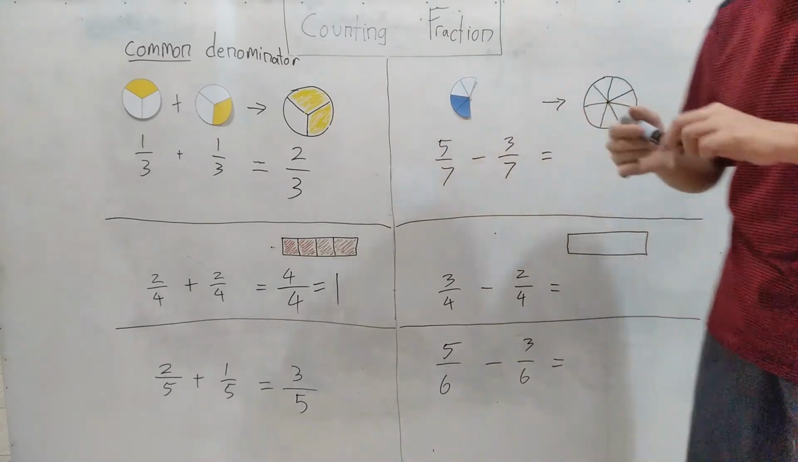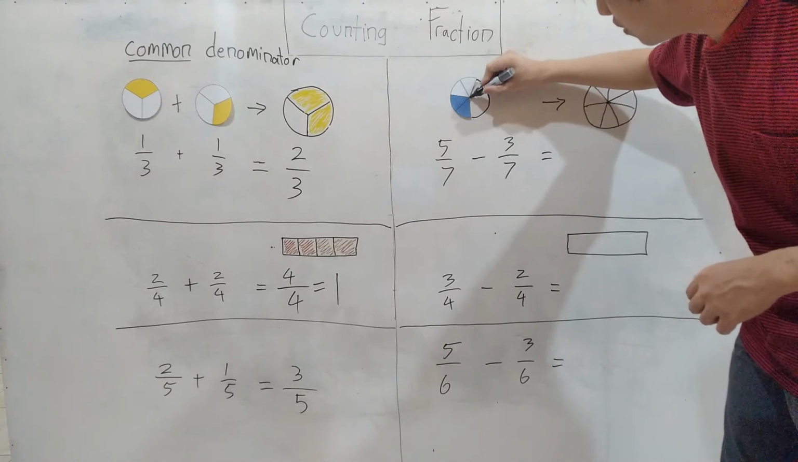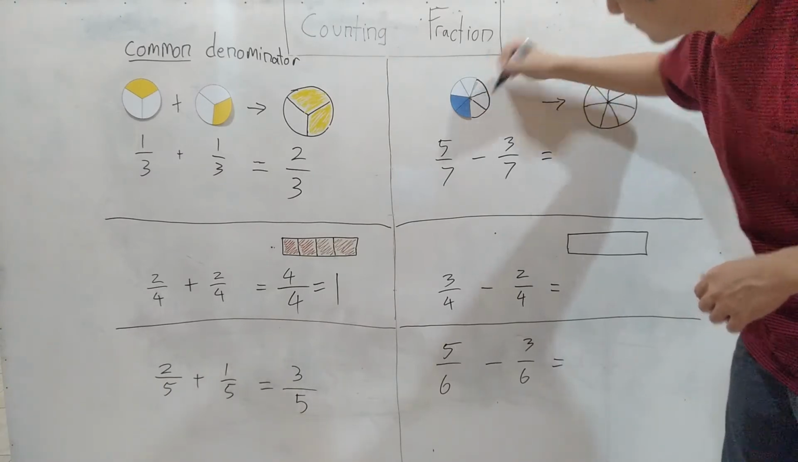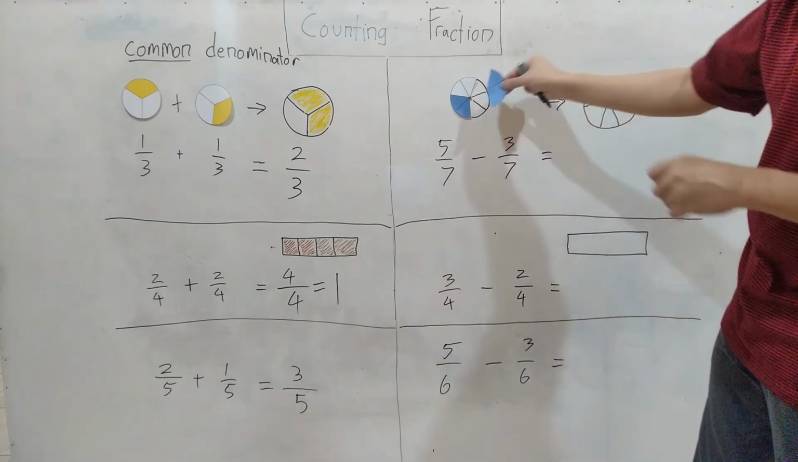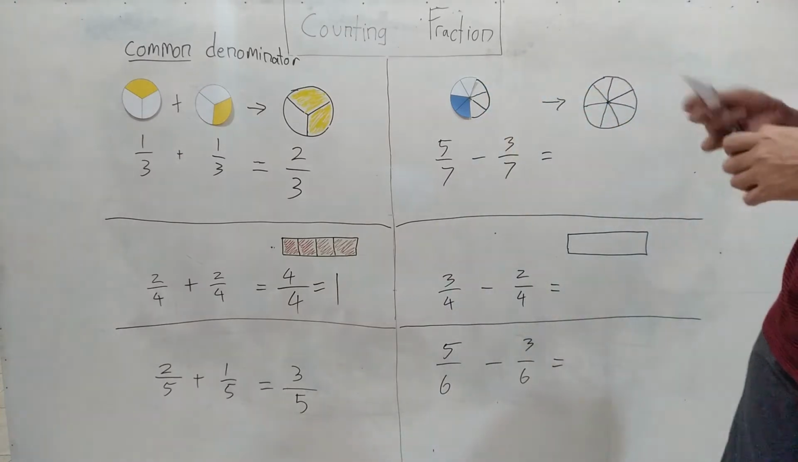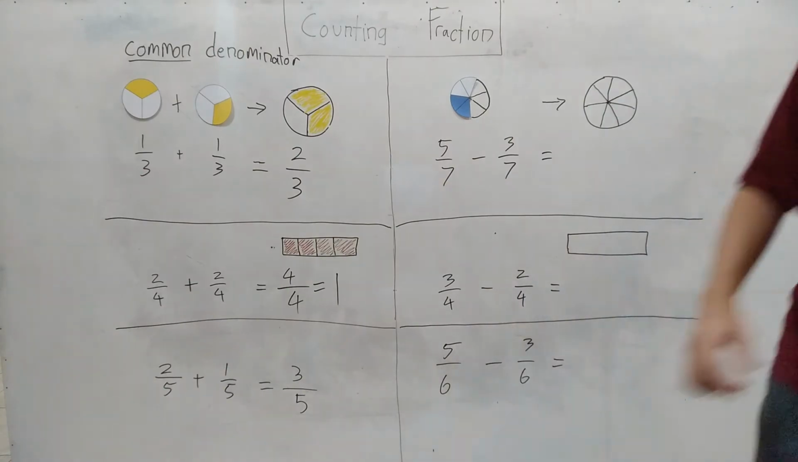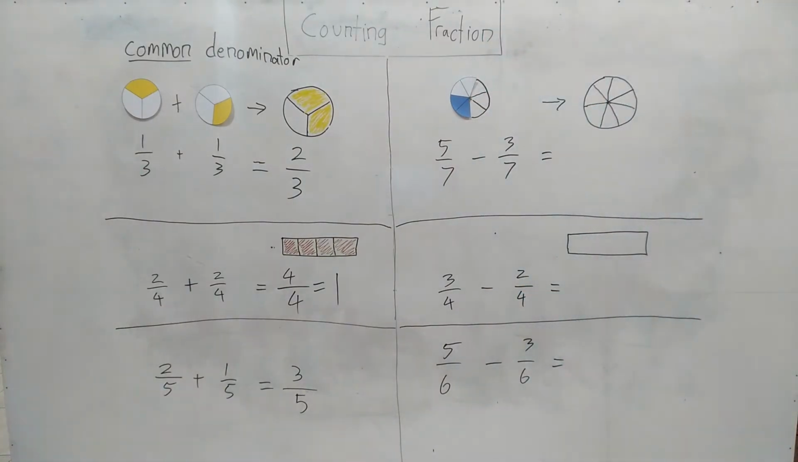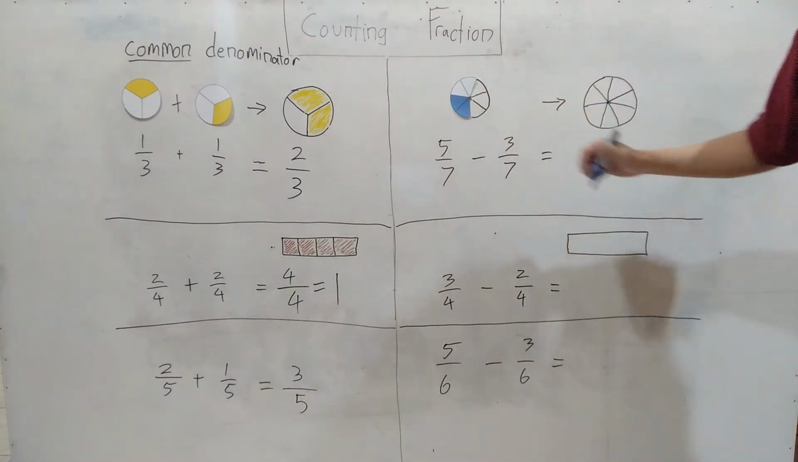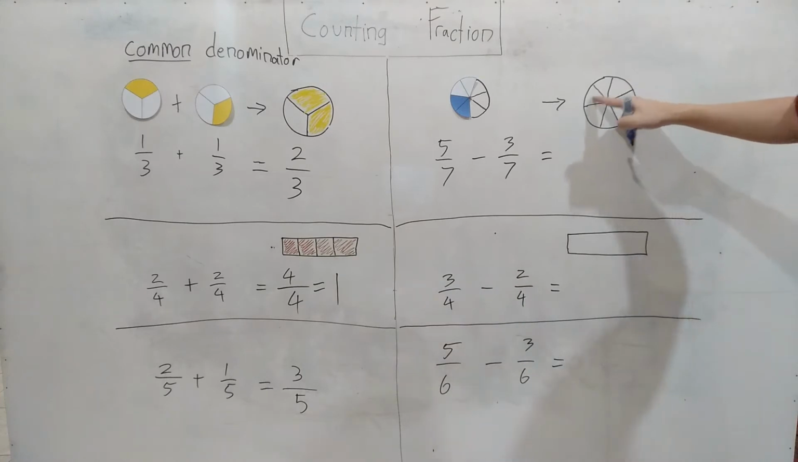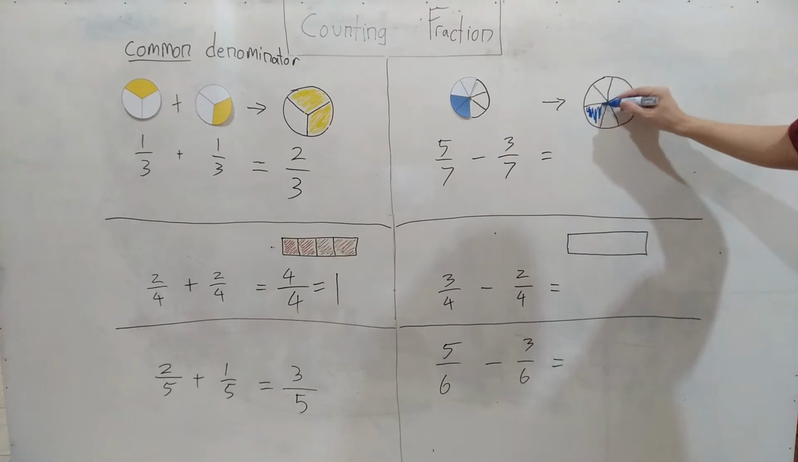No. Remember that it is actually still 1 full pizza, but the 3 pieces are taken away. So now, how many pieces are left? Let me take my marker. Certainly this 1, 2, 3, 4, 5 has been eaten. So I may not color 1, 2, 3, 4, 5. And what is left there is the final 2 pieces.